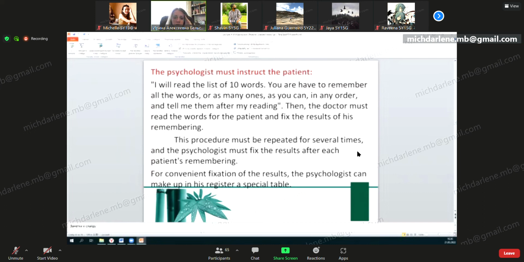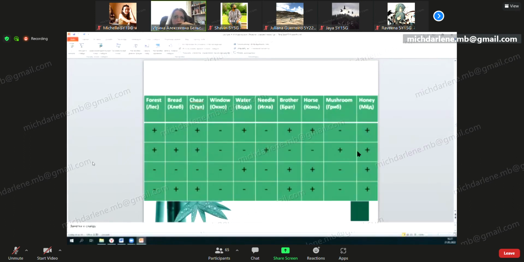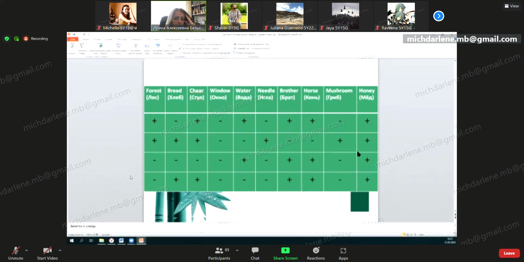So, the 10 words test. For conventional fixation of the results, the psychologist can make up in his register a special table, a special blank. For example, it looks like this. Yes, it consists of the 10 words, and for repeating of these words. After 4 readings, for better imagination of the results, it is possible to make up the curve of remembering.